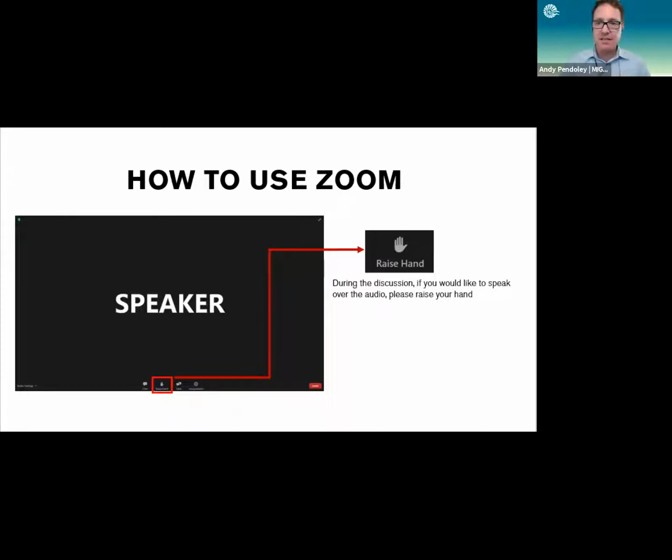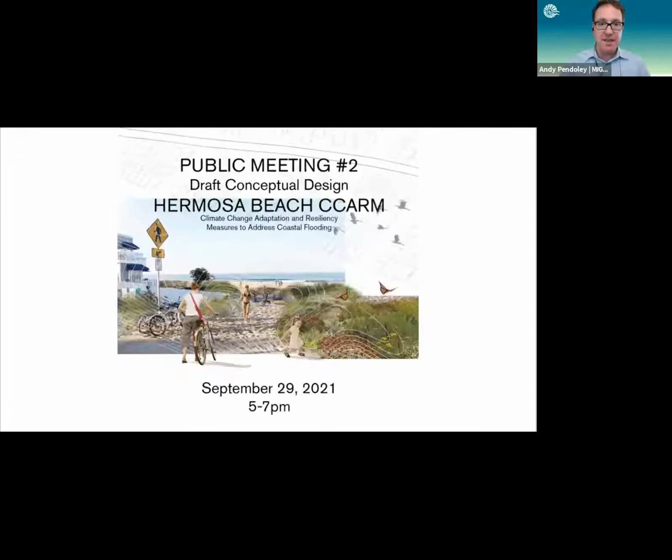And then Jenny, on the next slide, so with that, let me give a little bit more specific introduction. We're here at our second workshop, our public meeting, to look at early conceptual design drafts for the different elements of this climate change adaptation and resiliency measures to address coastal flooding. We'll be getting to that in more detail. But before we get into that, let me introduce Doug Kraus with the city to provide some opening remarks on behalf of the city. So Doug, you want to take a couple minutes?